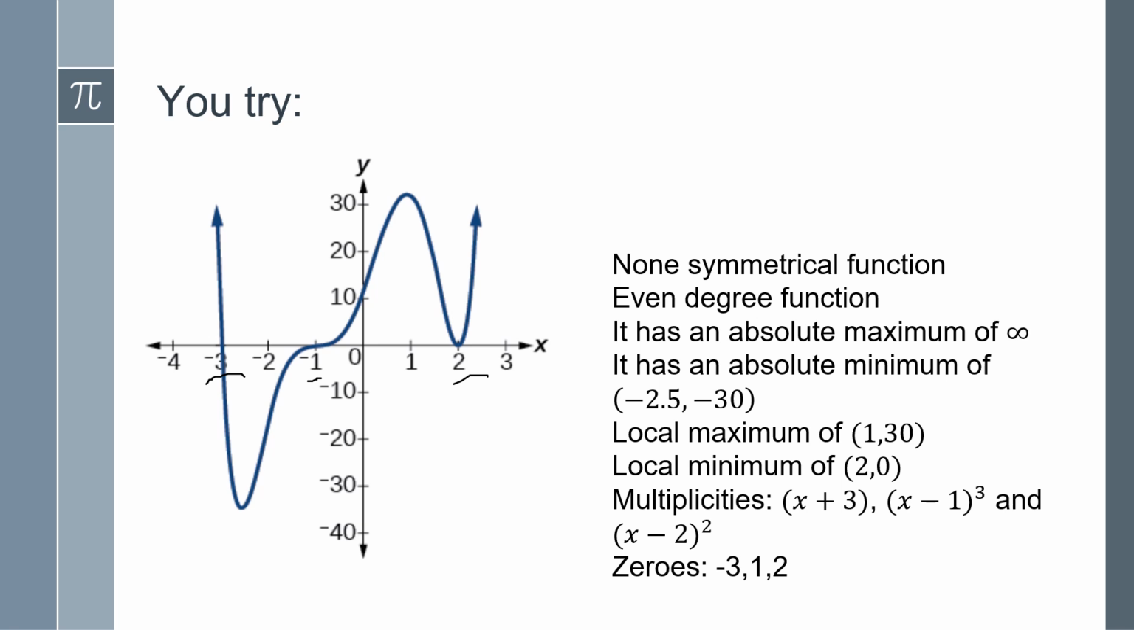So let's look at -1 as the second 0. You see how it just stays flat at -1? It doesn't cut through or bounce at -1. That means you're going to have a multiplicity of 3. But because it's at -1, we're going to go backwards. So the 0 is -1, so its factor form is going to be x plus 1. And because you see that it lays flat, it's going to have a multiplicity of 3.